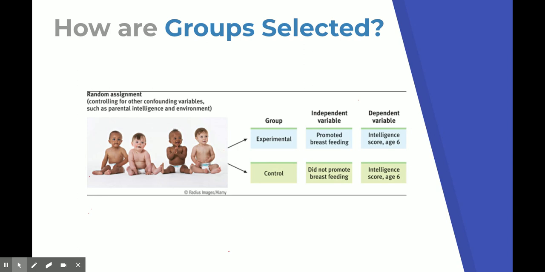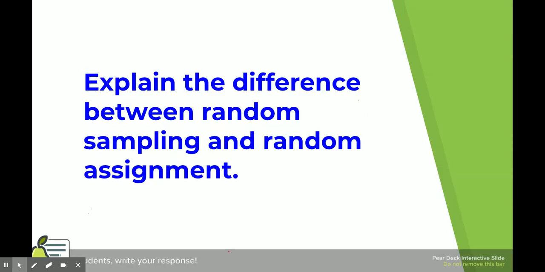That's a lot, right? Let's pause for a minute and see where we're at. I'd like you to answer this question for me. I want you to explain the difference between random sampling, you've got to refer back to Module 5, that's what we talked about with surveys, and random assignment that's used with experiments. So take a moment to answer that.